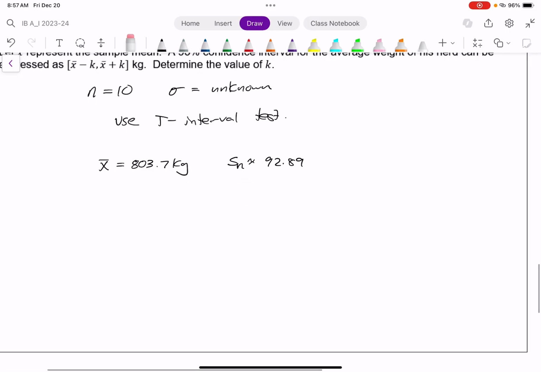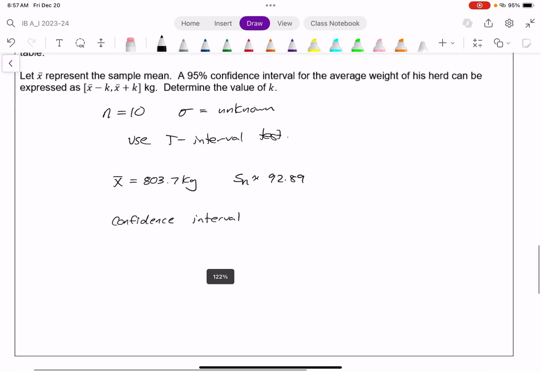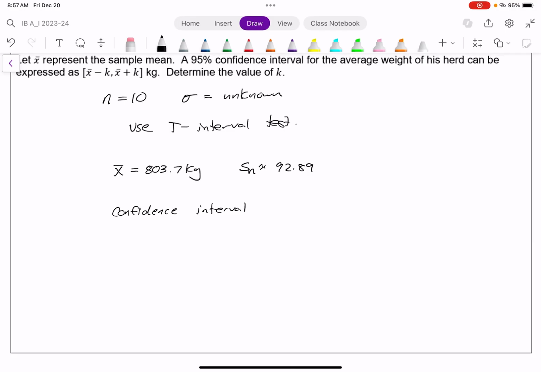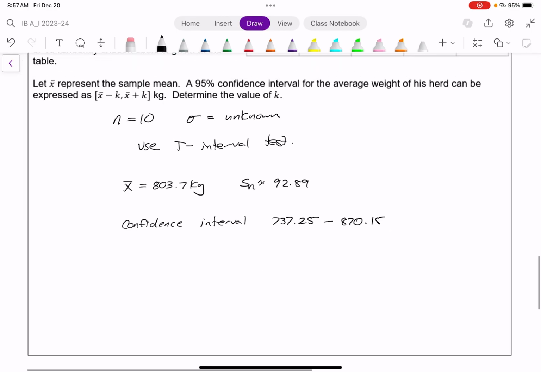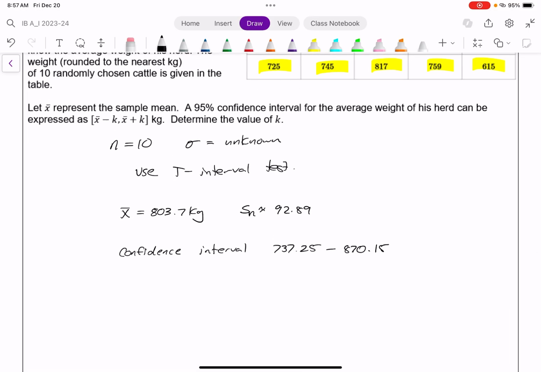And we can quickly see that the confidence interval with 95% confidence, which is pretty standard, is from 737.25 to 870.15. So we can be 95% confident that the mean of the population, the entire herd, not just the sample, is somewhere within there.